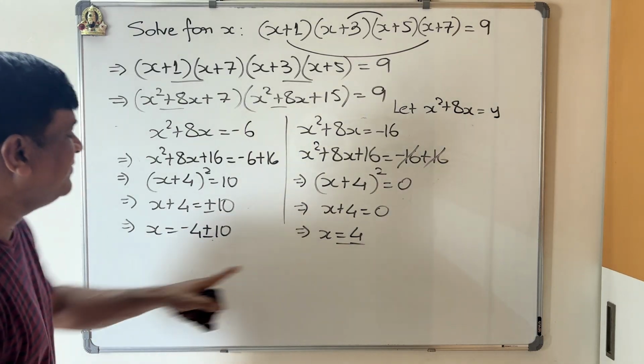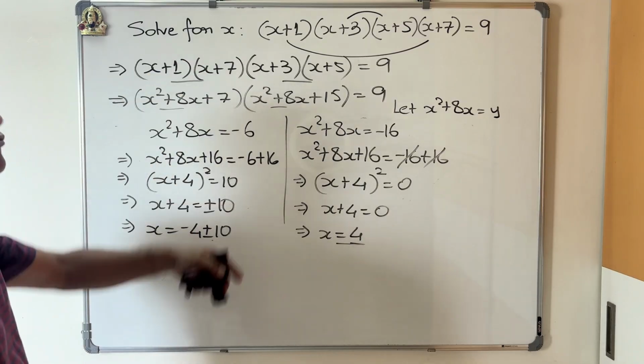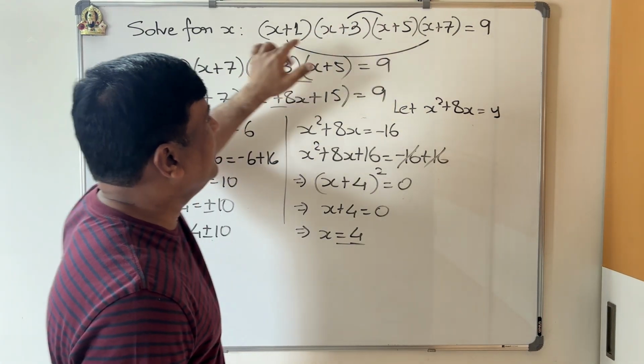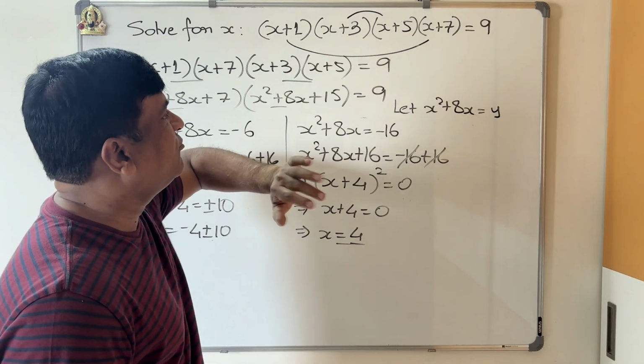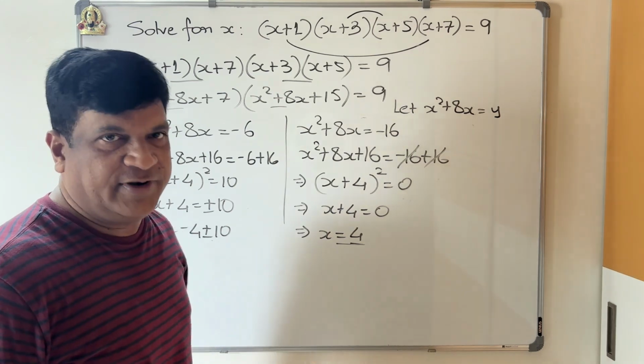So you have three solutions over here for x. That's the answer. This is how you approach these problems. Whenever you get these kinds of problems, look at pairing them and solve it. If you go and expand this completely, you're getting into trouble.